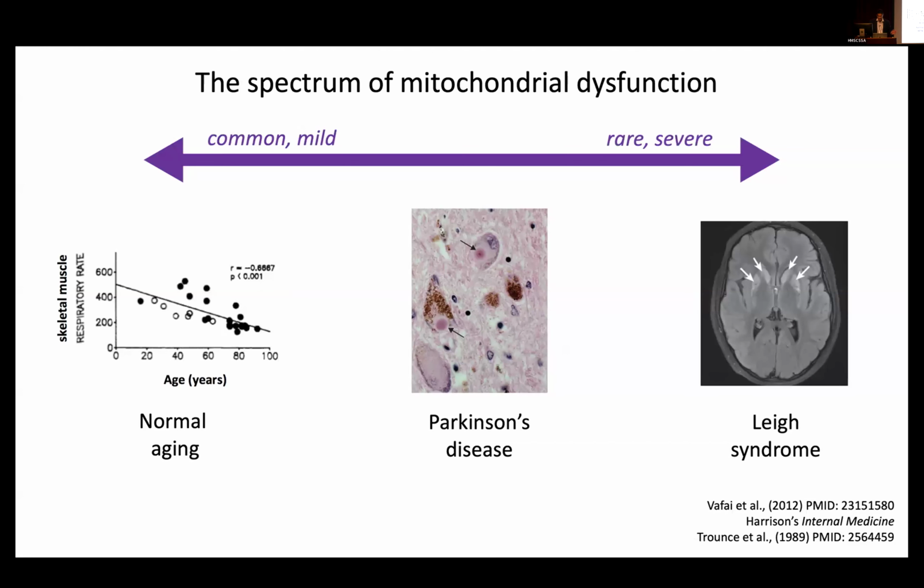And then at the opposite extreme are a very large number of ultra-rare diseases, including diseases such as Leigh syndrome. These are typically monogenic disorders where a child is born with a birth defect in the mitochondrion. And there's no doubt that the mitochondrial dysfunction drives the pathology.